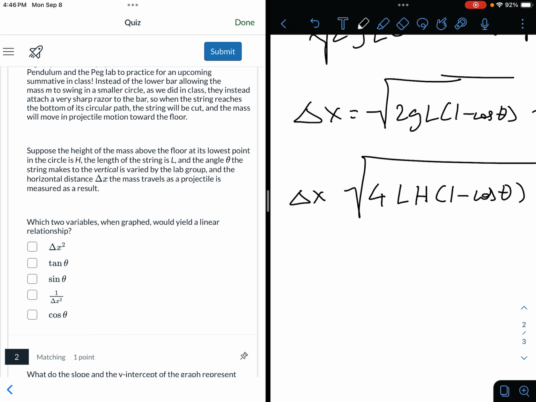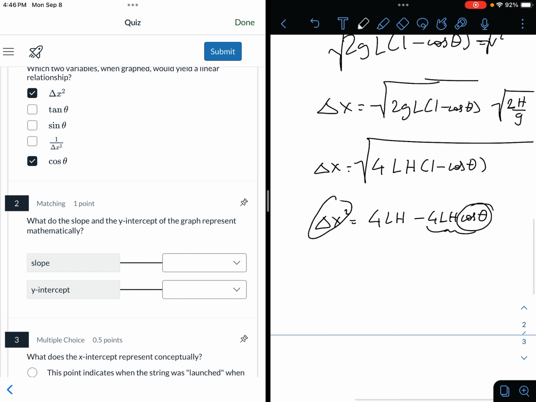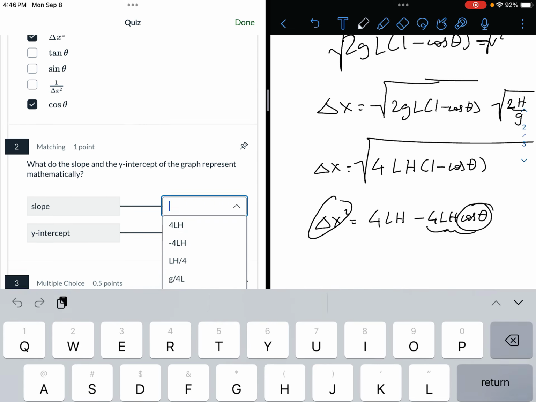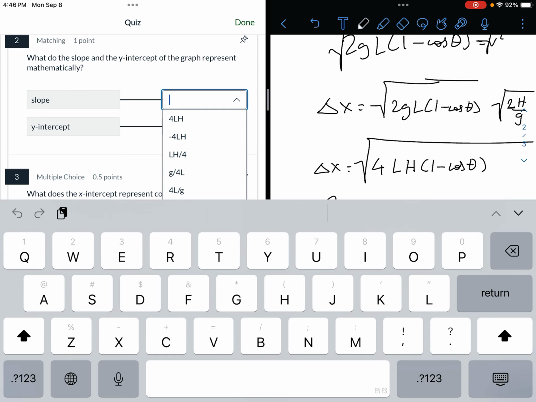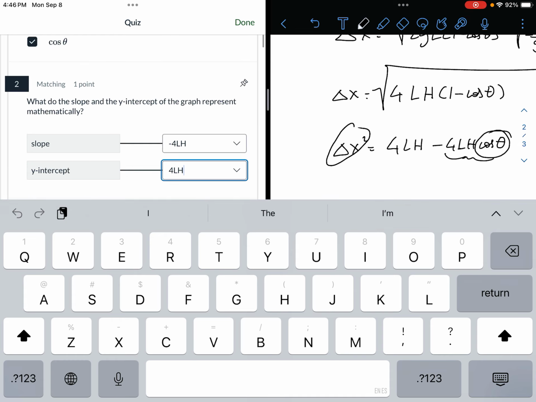So when I'm graphing this, I have change in x squared is going to equal 4LH minus 4LH cosine theta. And you're going to see, I'm going to want to graph cosine theta versus change in x squared. That's how I can linearize this. Slope is going to be negative 4LH, and the y-intercept is going to be positive 4LH, just based off our derivation.